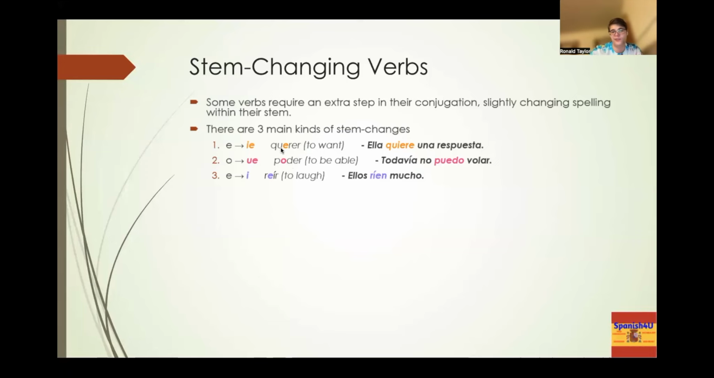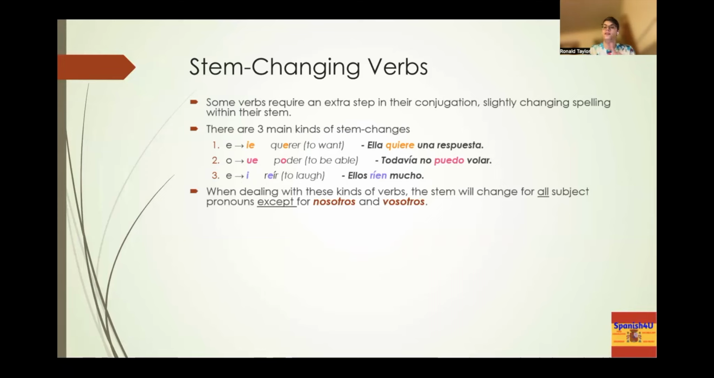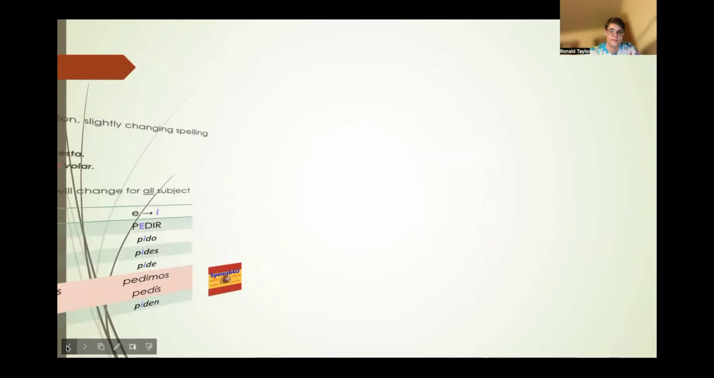So here are some examples, like querer. When you conjugate it, it's quiere. The E becomes an IE. Poder, O becomes a UE. Reír, E becomes an I. And these verbs are going to change like that. This letter will change to that letter for all of the subject forms except for nosotros and vosotros.